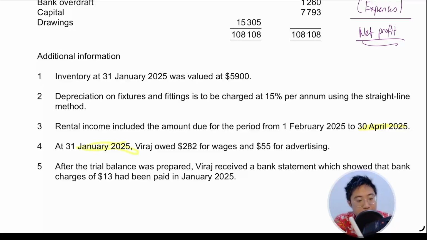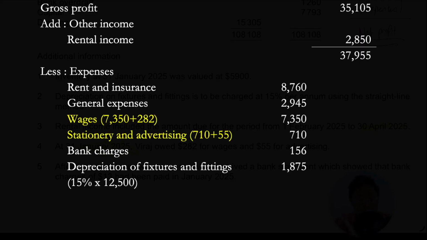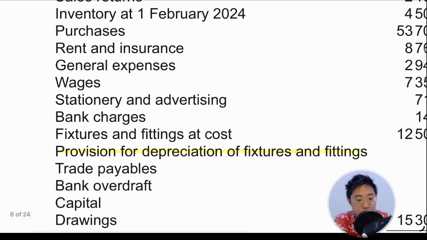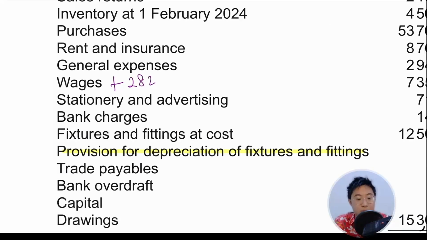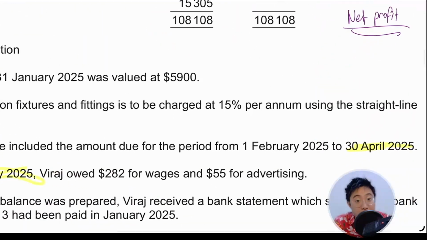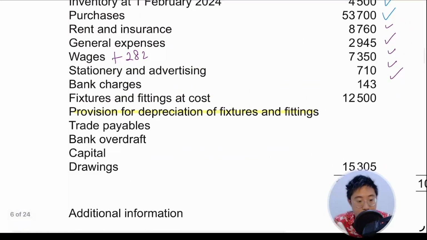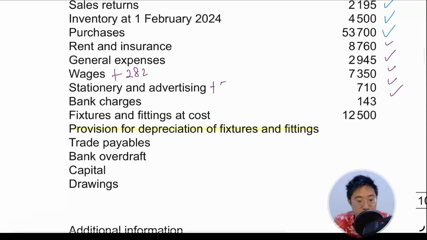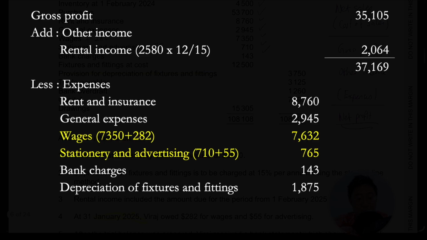At 31st, okay, year end, Viraj owed this much for wages and this much for advertising. In accounting, expenses are recorded when incurred. That means if I have spent this expense, even if I haven't paid the money out, even if I'm owing that person the money, it's considered incurred. So even if I'm owing the 282 for wages, even if I haven't paid out this wages, I have to add this to my total wages. I have to add another 282. And then there's this $55 for advertising. So we'll also have to add that in. The advertising, oh, there we go, 55. Okay, so remember to add that to your final amount.